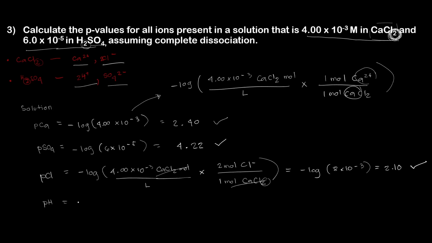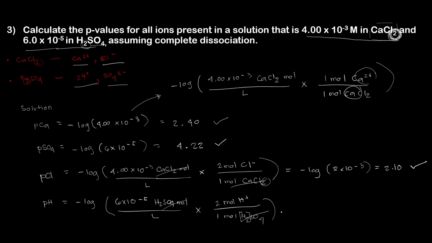So let's see here. pH, negative log. Okay, pH is in sulfuric acid with a concentration 6 times 10 to the negative 5 H2SO4 mole per liter. Okay, like this one, let's relate. 1 mole of H2SO4, how many mole of H plus? So there is only 2 of this, 2 of H and 1 sulfuric acid. Okay, 2 mole of H plus exists in 1 mole of sulfuric acid. So we can cancel this. We are left with the mole per liter unit.